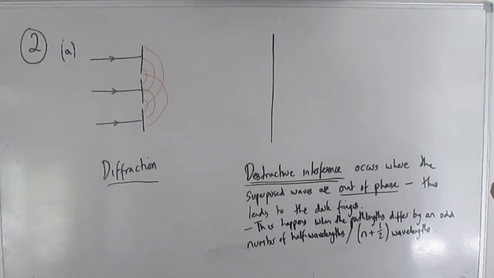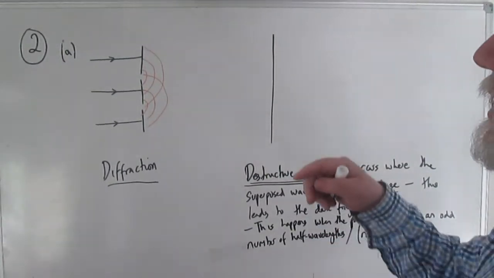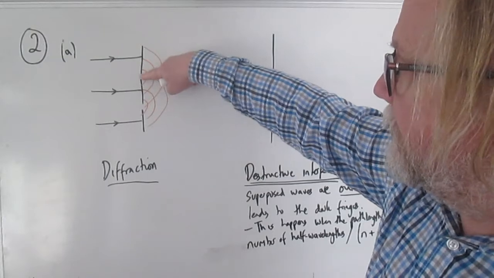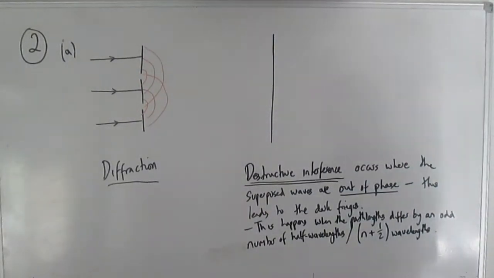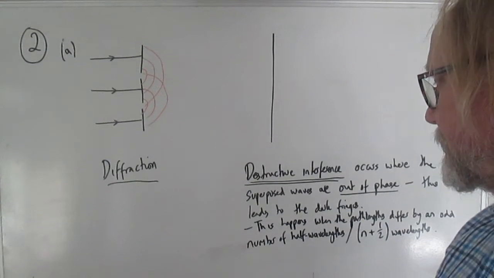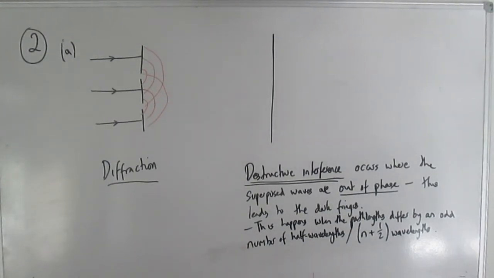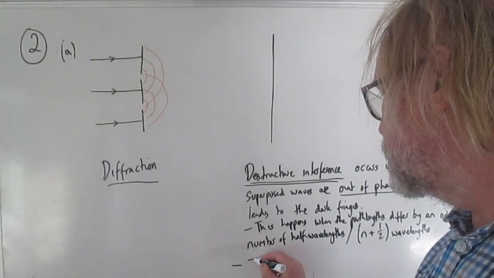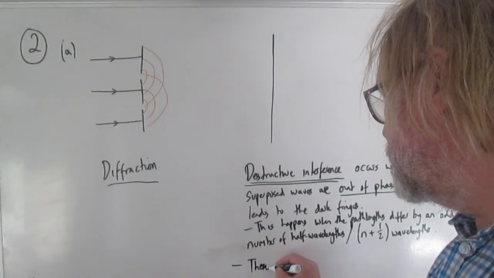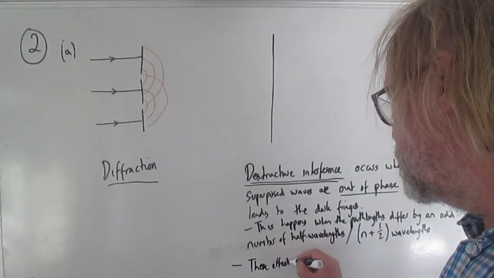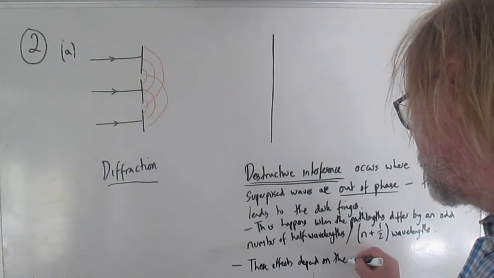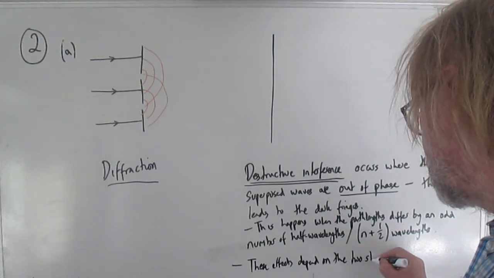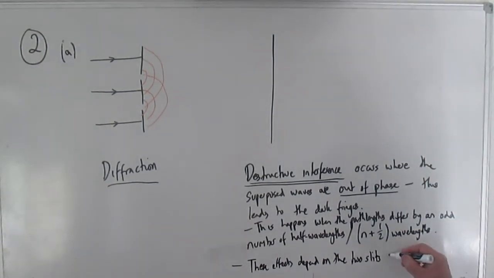The other thing that's worth mentioning is that this experiment works if the waves emerging from the 2 slits are coherent. And so it's worth just kind of including that in your discussion. So these effects depend on the 2 slits acting as coherent sources.